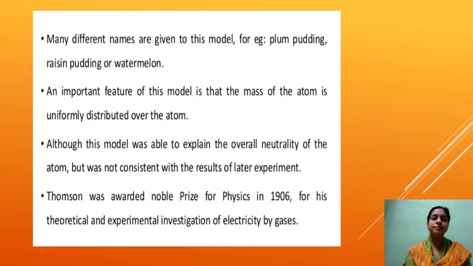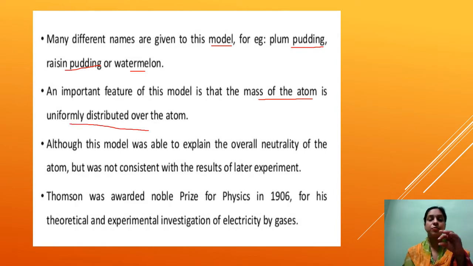There were many names given to this model of J.J. Thomson, like plum pudding, watermelon, as I have just told you in the comparison, and raisin pudding. The important characteristic of this model was that the mass of the atom is uniformly distributed over the atom. पूरे में distribute था, कहीं एक particular जगह नहीं था. So that was the feature of this model.